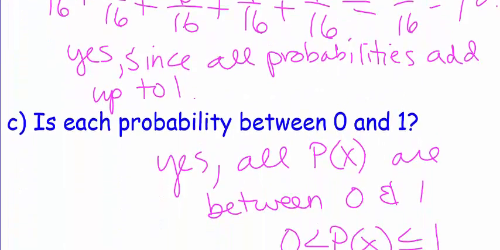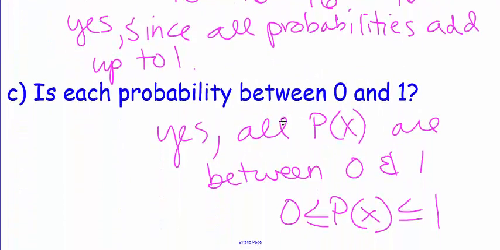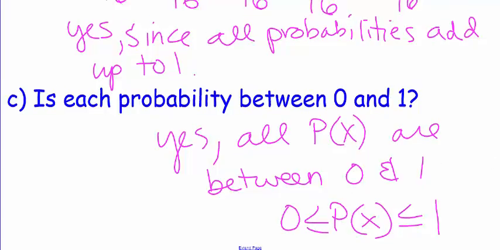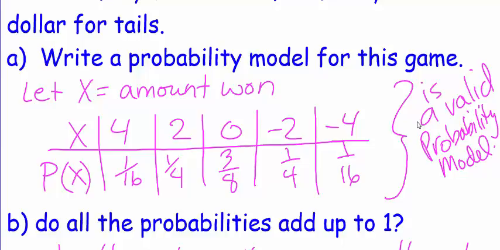And in part C, they wanted to see if each of the probabilities were between 0 and 1. Yes, all of the P(x)'s are between 0 and 1. You could also write it this way. So because part B and part C are true, you can say that it is a valid probability model.